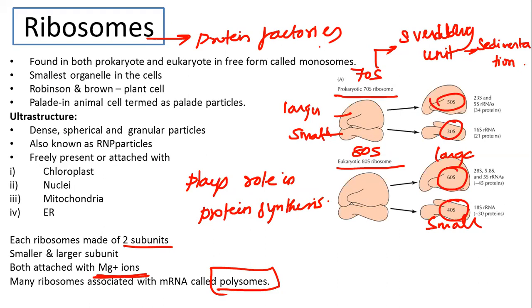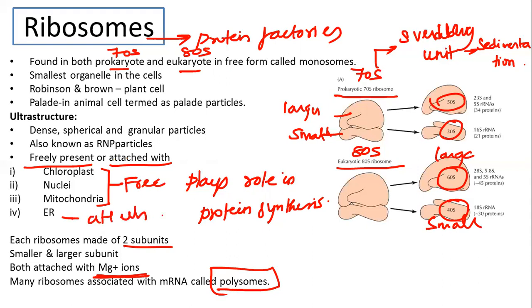I'll just give a small recap of this. Ribosomes will be present in both prokaryote and eukaryote. If present in prokaryote, then it is 70S. If present in eukaryote, then it is 80S. They may be freely present, or they may be attached. They are freely present in chloroplast, nucleus, and mitochondria, whereas they are attached in the endoplasmic reticulum.